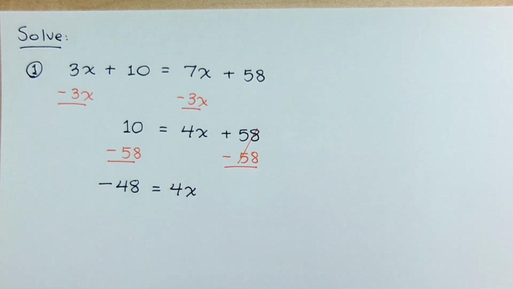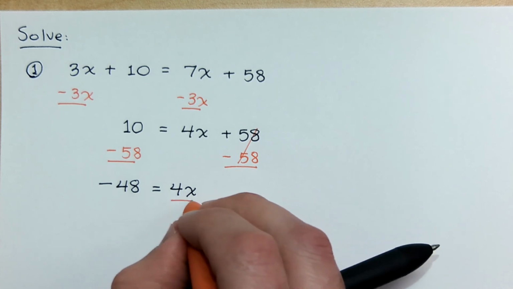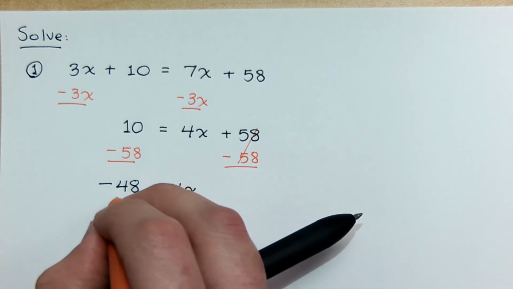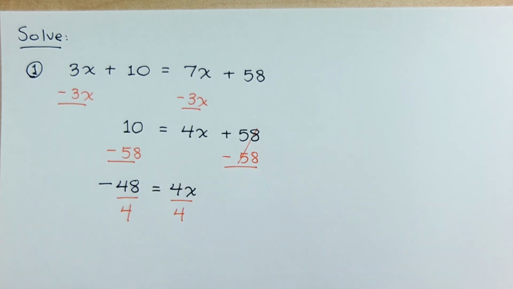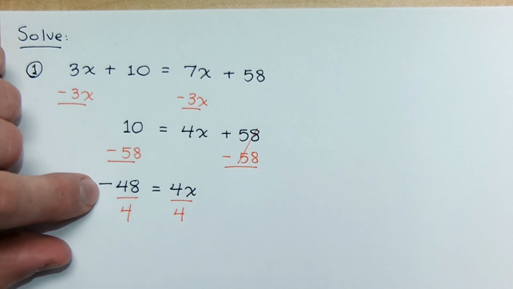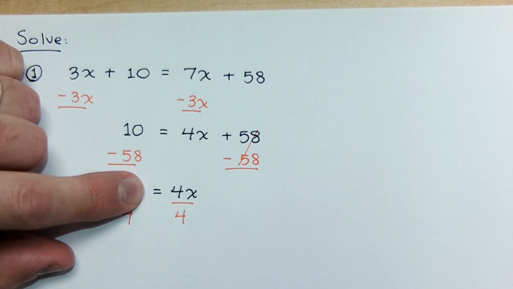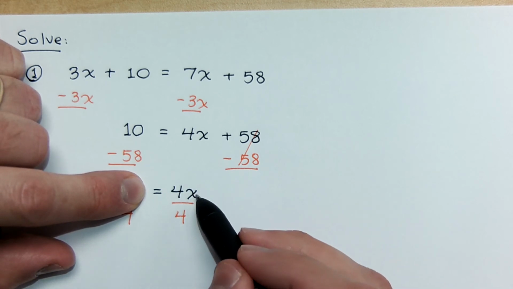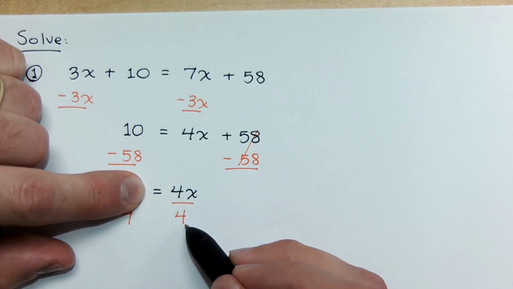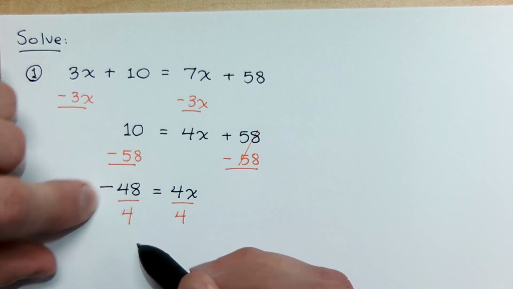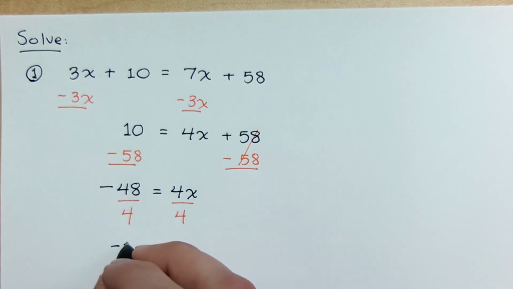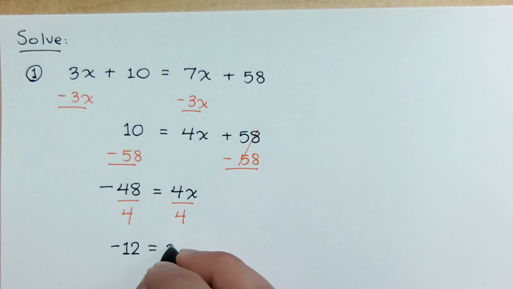And finally, to finish getting x by itself, we want to divide both sides of the equation by 4. You need to understand that at this point, it doesn't matter what's on the right side of the equation, or what's on the left side of the equation. Your job is to get x by itself, which is to divide both sides by its coefficient of 4. So, negative 48 divided by 4 gives us negative 12.